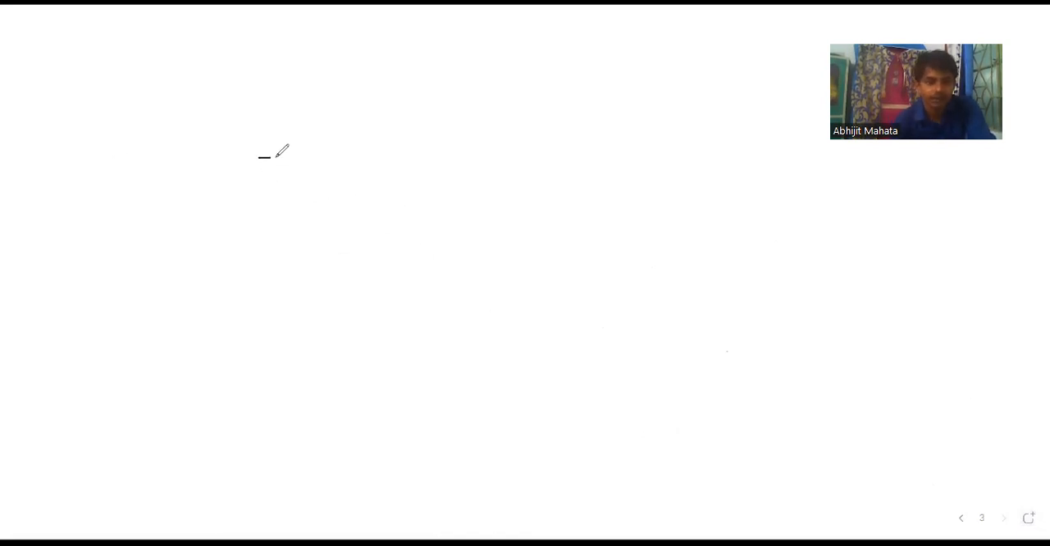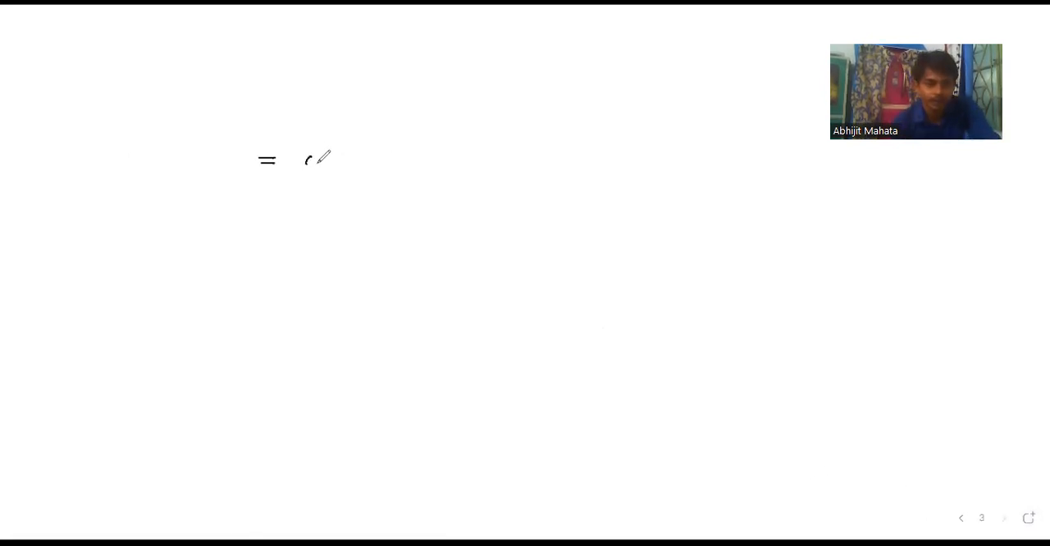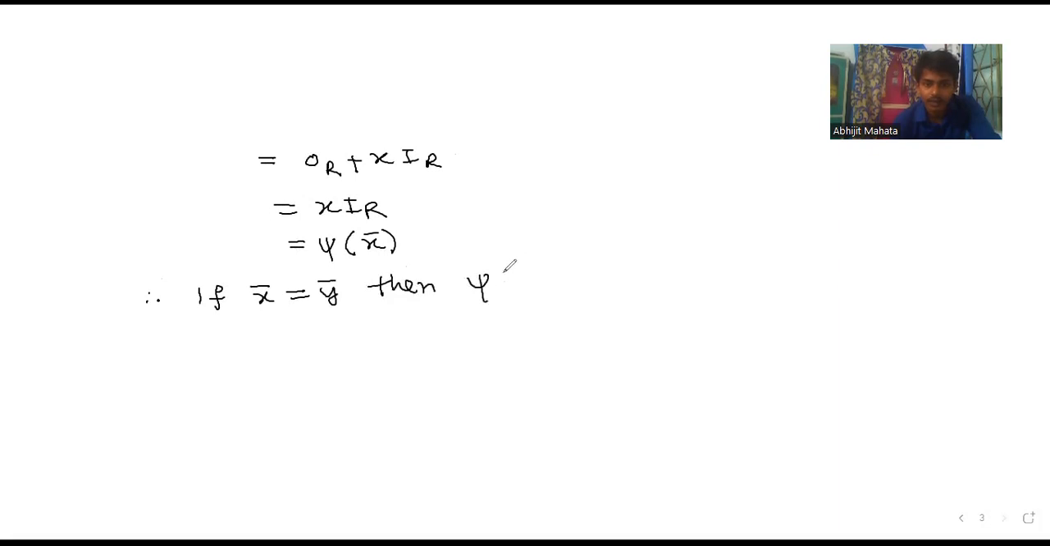Now, if you multiply any element by 0, you will get 0. So therefore, it will be 0 plus x of IR. This is nothing but, if you add the 0 element with any element in a ring, you will get back the element itself. So this is nothing but psi of x bar. So what we are getting? We are getting that if x bar equal to y bar, then psi of x bar equal to psi of y bar.